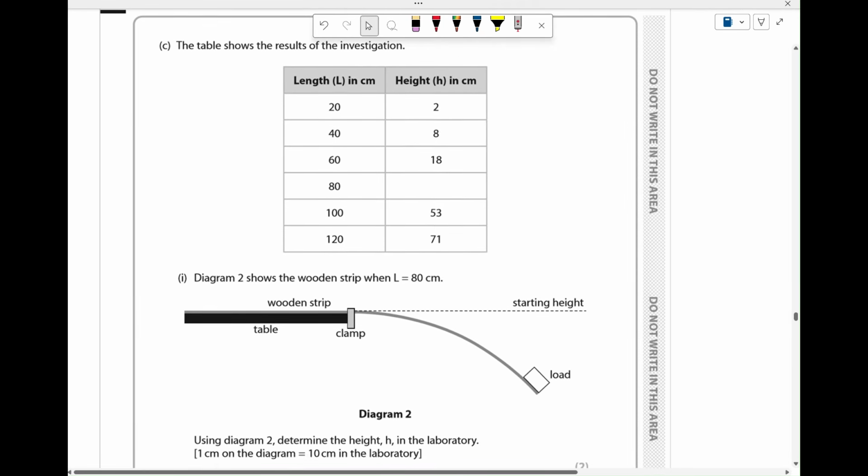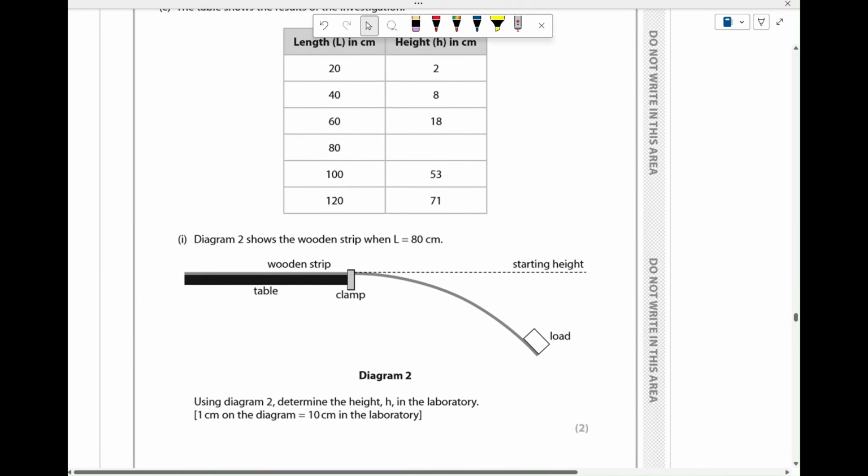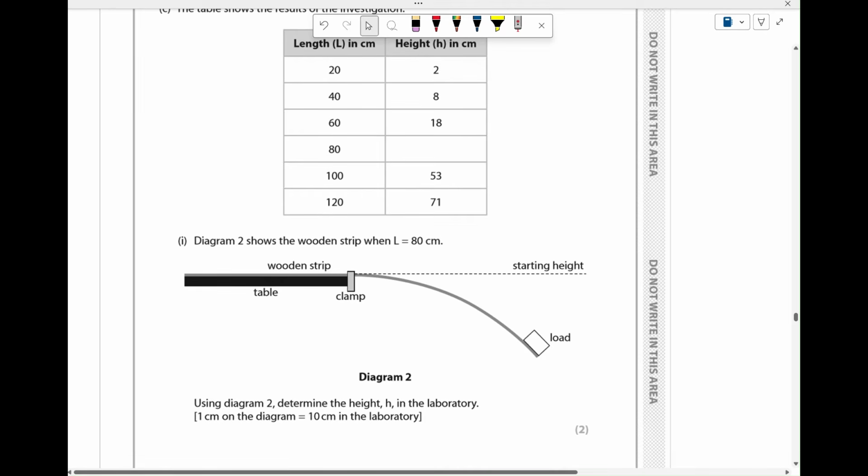Okay, this is your results. Use diagram 2 to determine the height in the lab.